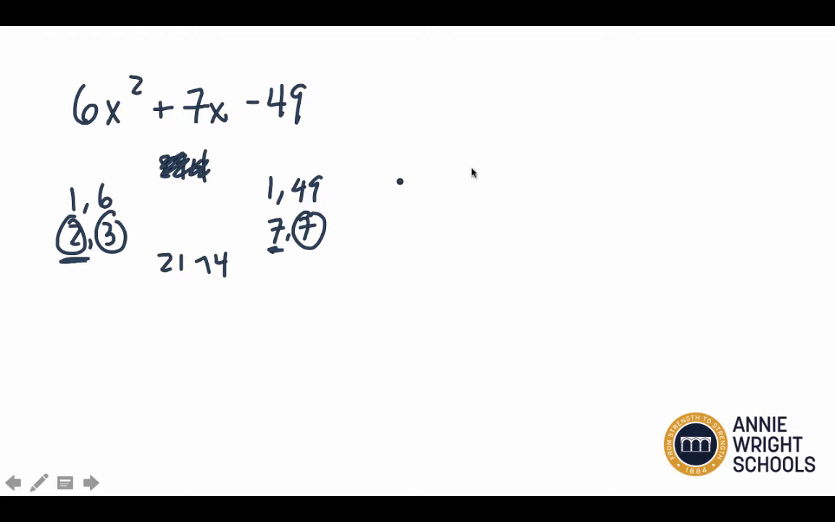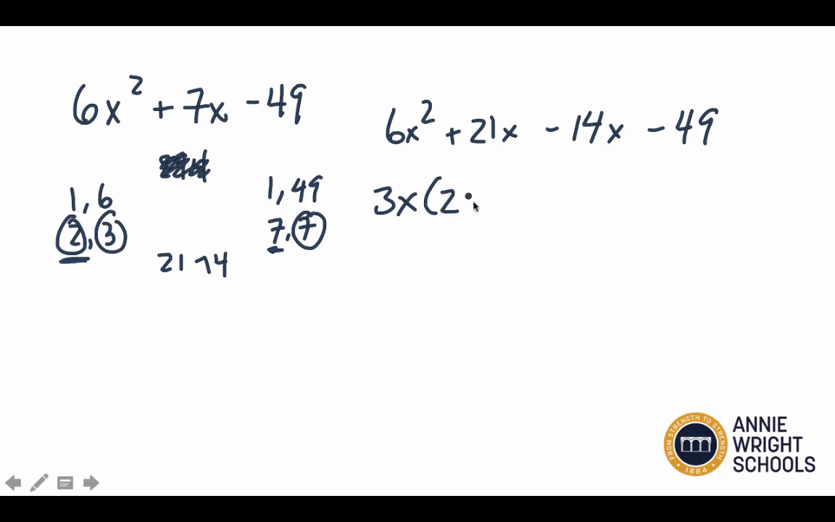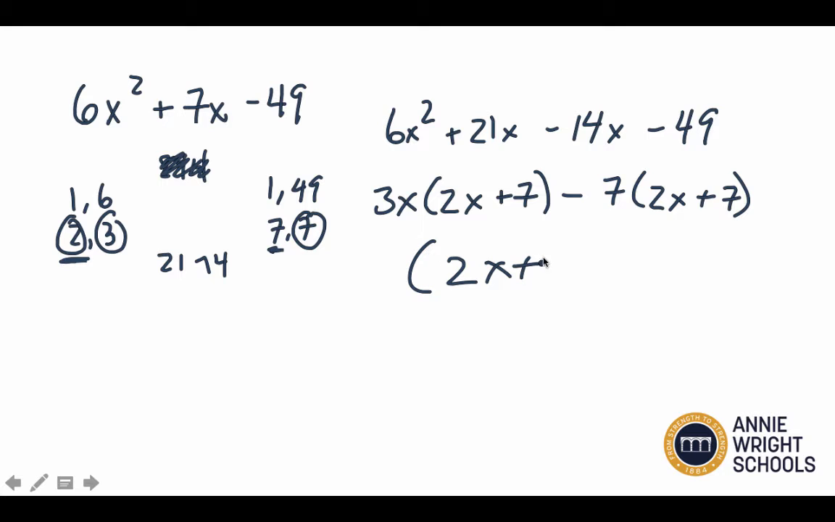Now, once you have those numbers, you may want to flip to the other method and say, okay, this is 6x squared plus 21x minus 14x minus 49. Look for the greatest common factor in the first two terms. That's a 3x, and you're left with 2x plus 7. You know you have to be left with a 2x plus 7. The only way to get a plus 7 from negative 49 is to factor out a minus 7. That would also make this 2x negative 14x.